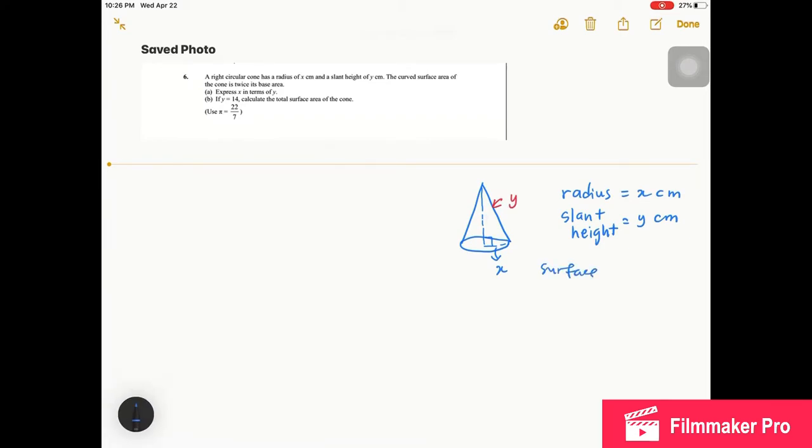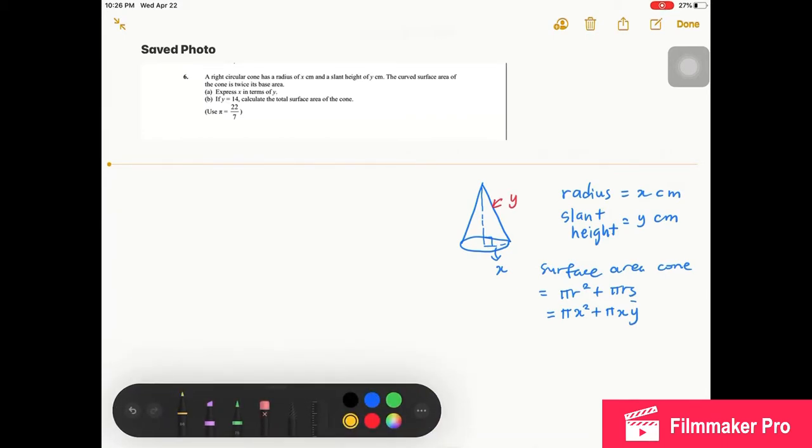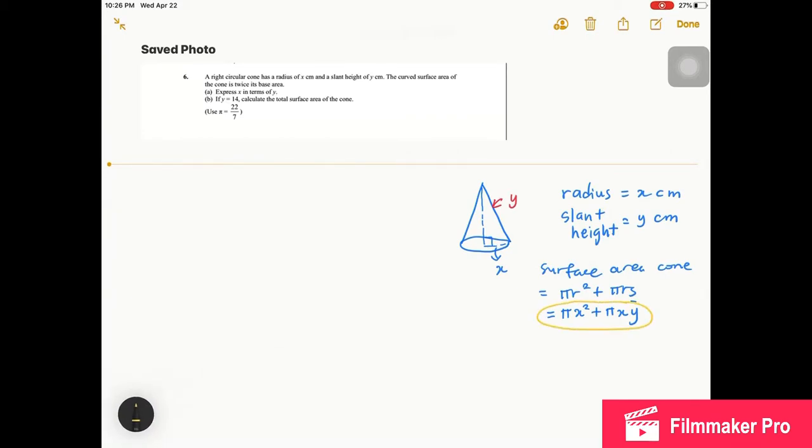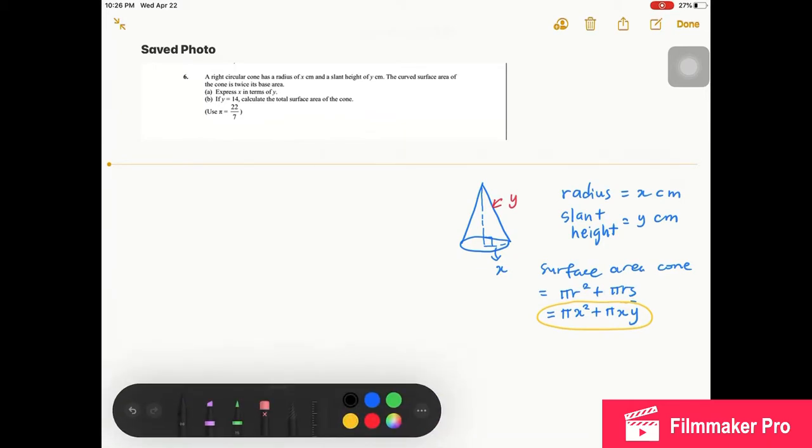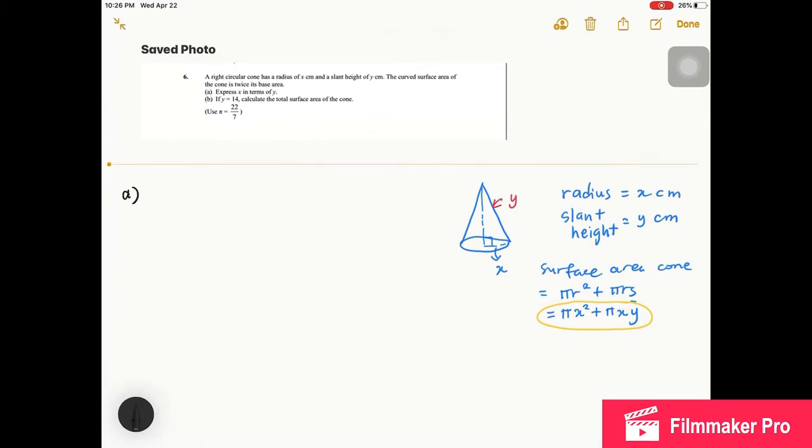So you know that the formula to find the surface area of a cone is equal to pi r square plus pi rs, right? So in this case, we have changed our radius to be x and our slant height to be y. So it's supposed to be something like this, pi x square plus pi xy. Okay, so we are going to use this to solve the question. Express x in terms of y.